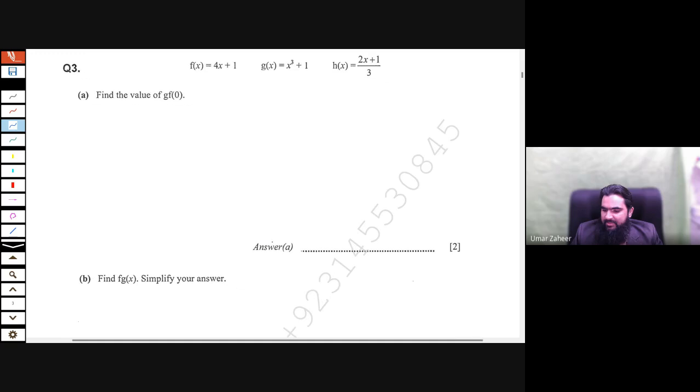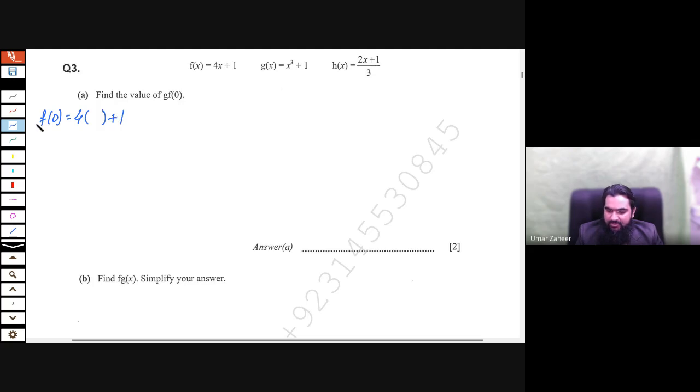Now question number 3, it says find the value of g into f of 0. So we have to find g into f of 0. We don't have the value of f of 0, so we'll find f of 0 first. So 4 times, bracket, plus 1.